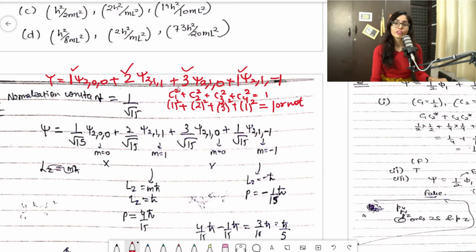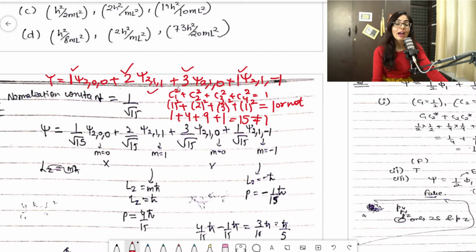If it is not coming equal to 1, then what you have to do? You have to check this condition every time before proceeding with this superposition principle. Clear? So now let's see what will be my answer. It will be 1 plus 2 square is 4, 3 square is 9, and 1. So 9 plus 4 is 13, plus 1 is 14, plus 1 is 15. So it is coming 15, which is not equal to 1.